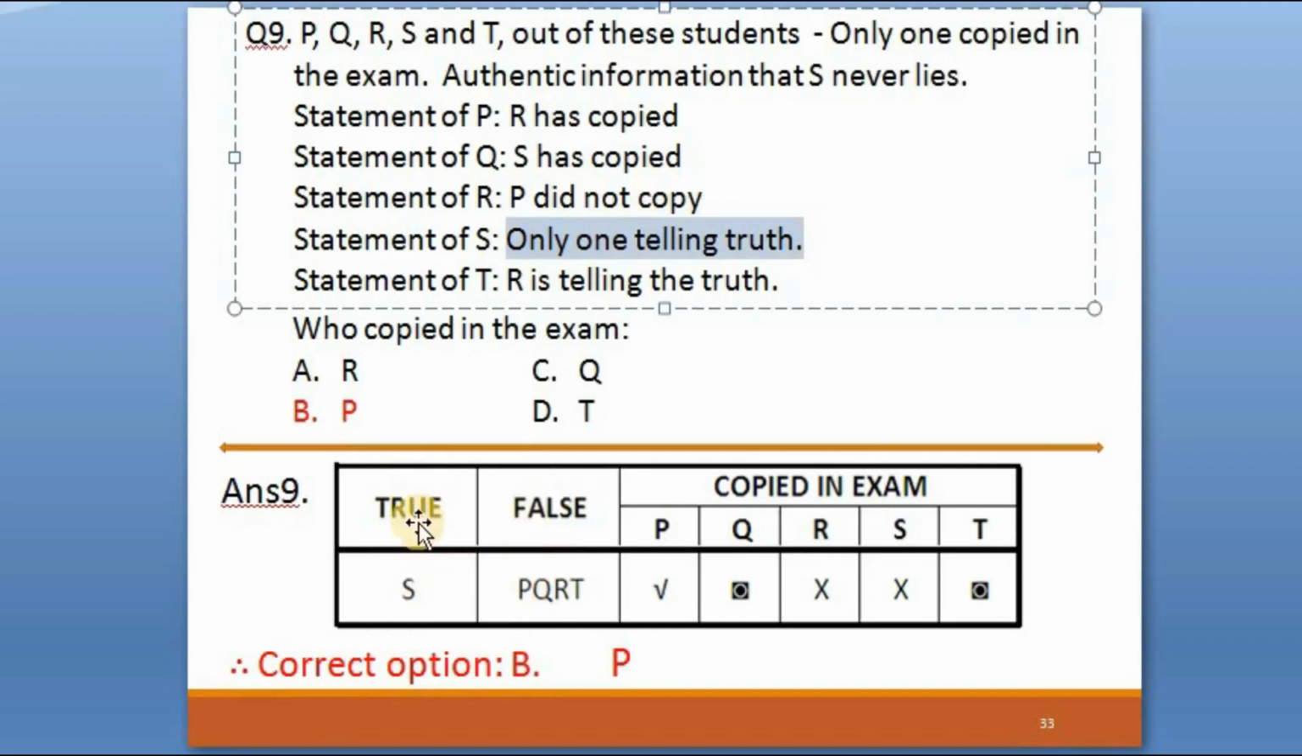Now let's test the statement of each one. Statement of P says R has copied, but since P is telling a lie, R has not copied. So we will mark it as cross. Statement of Q, S has copied. So again the statement of Q is false. So S has not copied, right? So we will mark S as cross. Now the third statement.